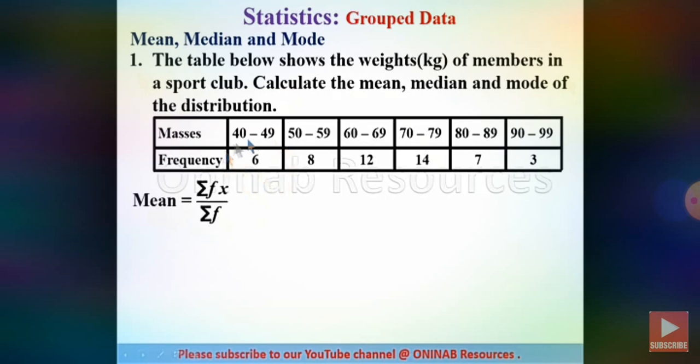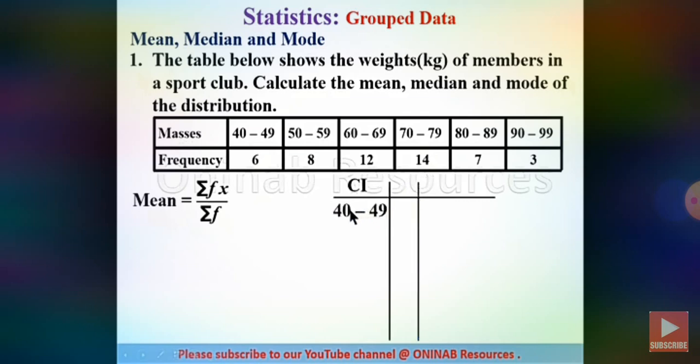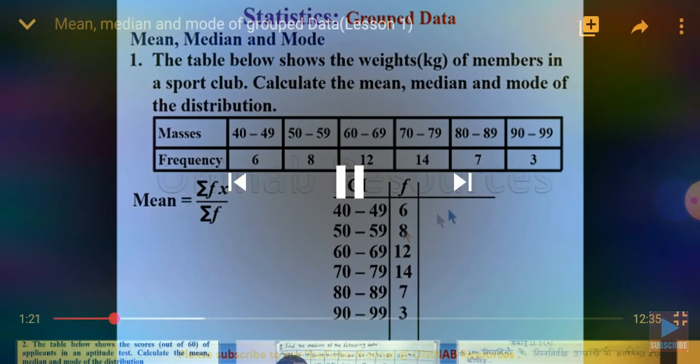Here we need to reorganize this table in a vertical form. This table is given in a horizontal form. We have it in a vertical form. So we have the table, create another table. This is the class interval representing the masses, and we are going to have 40 to 49, 50 to 59, as it is given in the original table. Now we have our frequency to be 6, 8, 12, 14, 7, and 3.